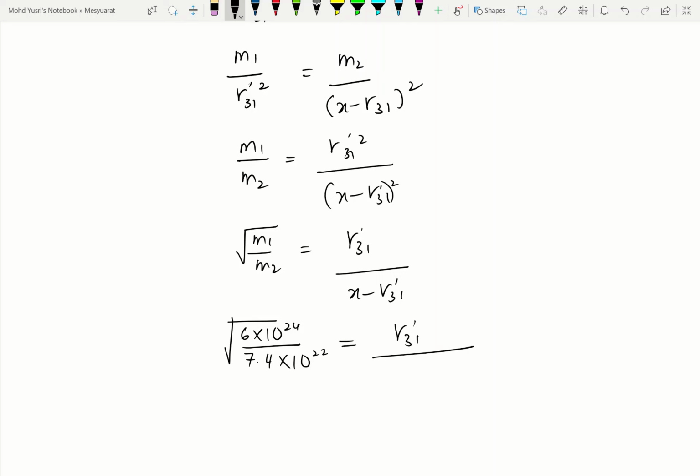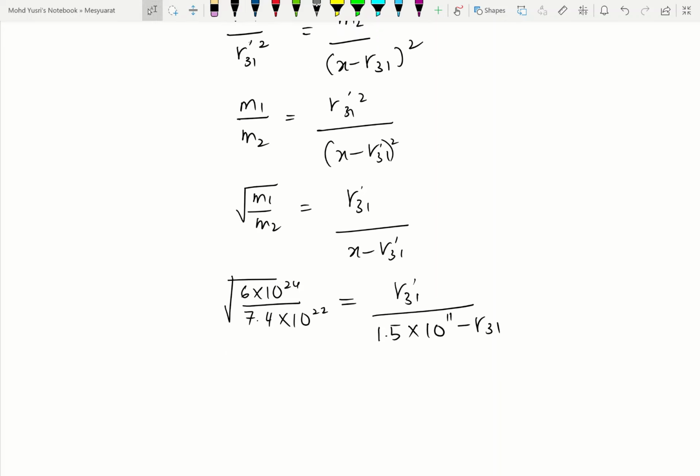R31 over 1.5 exponent 11 minus R31. You solve this equation to find R31 and you get the distance between the rocket and the earth when the forces by the Earth and by the Moon are equal. R31, the distance is 1.35 exponent 11 meter. So that's the final answer for question A2.